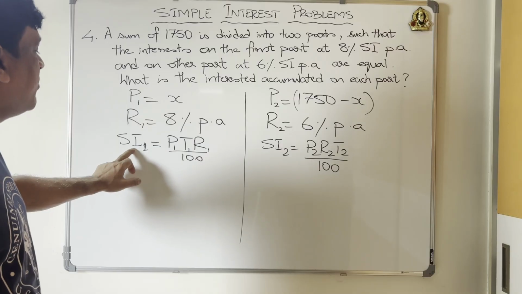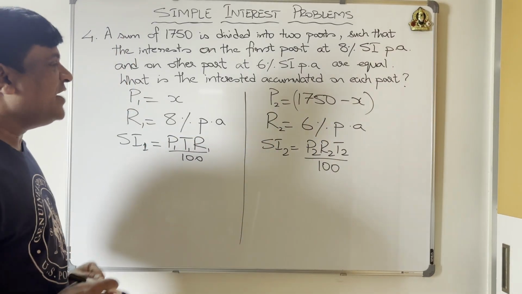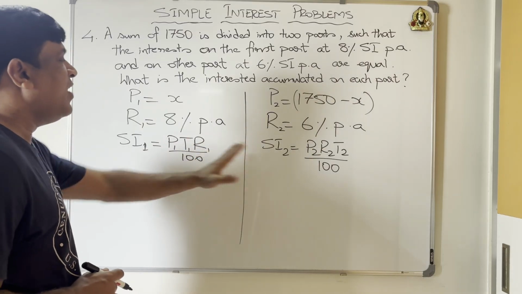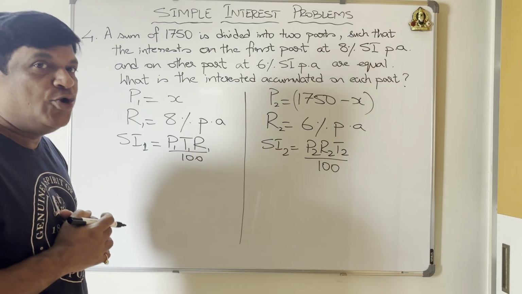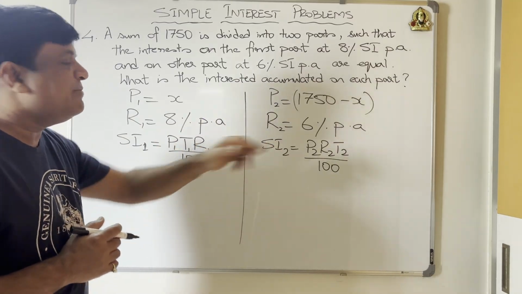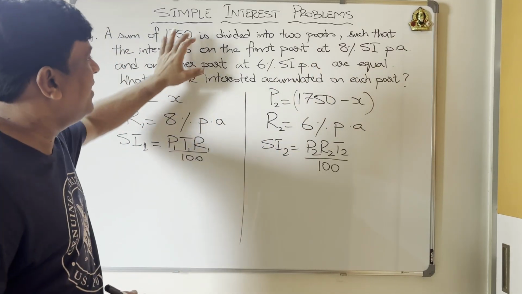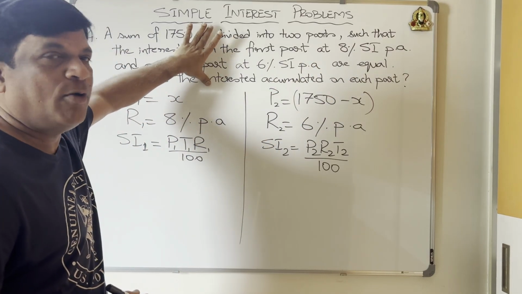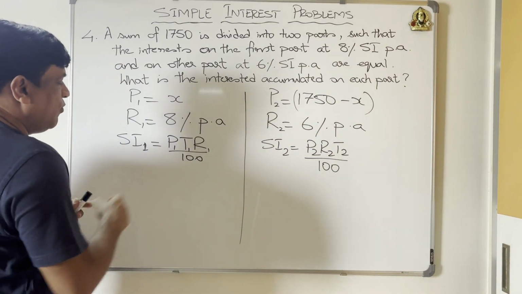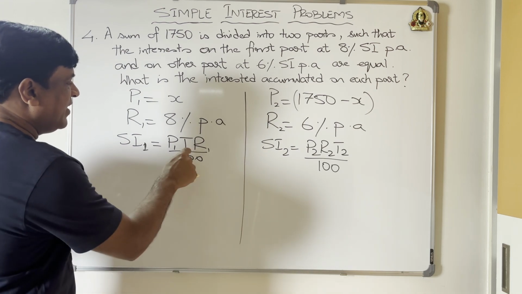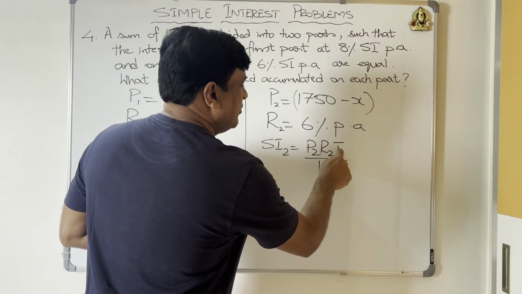They ask us to calculate the interest on each part. Now if you look at it, what is missing? Do you have everything to calculate the simple interest of each part? No. The time is missing. When they have not mentioned the duration in the problem, I'm going to take the time to be the same in both cases. So instead of T1, I'll just make it T here, and instead of T2, I'll make it T over here.